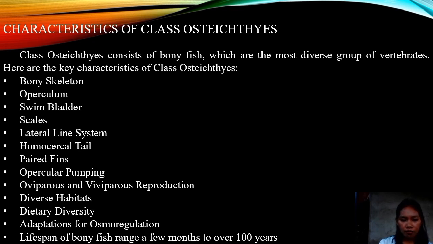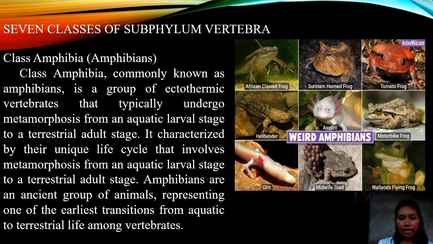Next is the class Amphibia, or amphibians. Amphibians are a group of ectothermic vertebrates that typically undergo metamorphosis from an aquatic larval stage to a terrestrial adult stage. They are characterized by their unique life cycle that involves metamorphosis from an aquatic larval stage to a terrestrial adult stage.